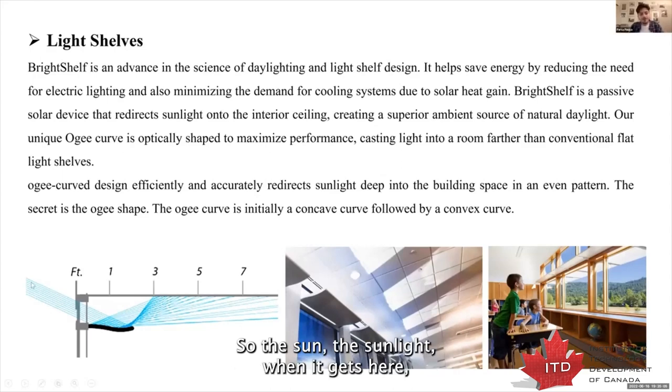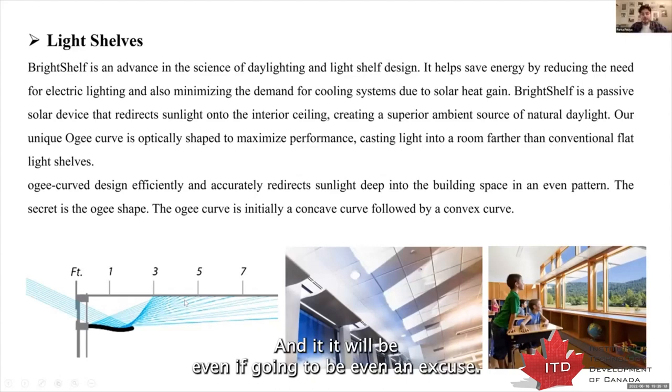So the sunlight, when it gets here, it will reflect many times, but not to the space. It will reflect to the ceiling, and it will be even. It's going to be even and smooth. So the reflection goes to the ceiling and gives us brightness. Where is that? You can see it here.